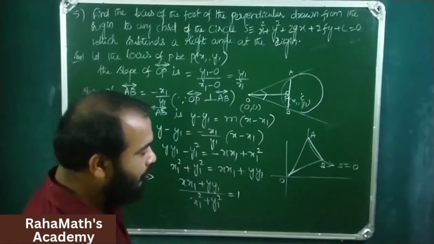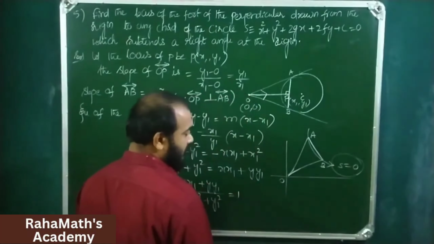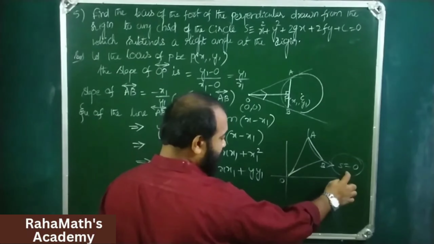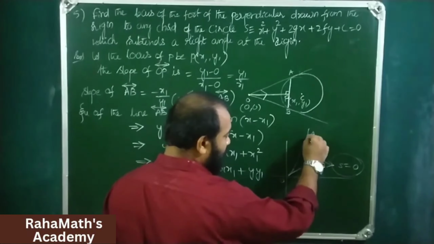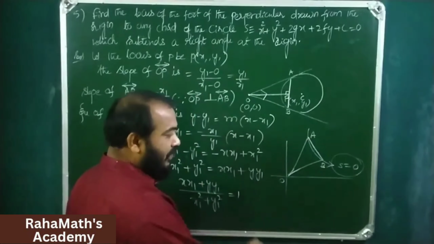So what did we do? Homogenizing the circle equation, homogenizing the second degree non-homogeneous equation with respect to the line AB. So that's what we have done.